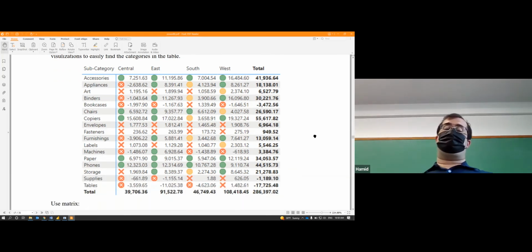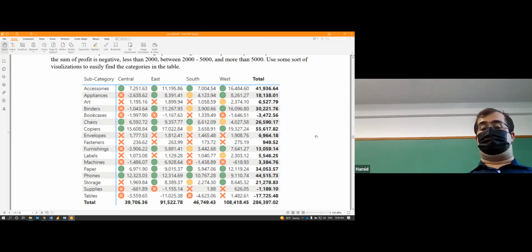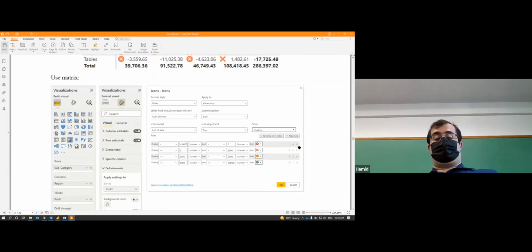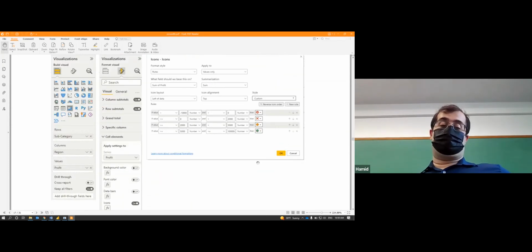So as you see in this table, for each cell, I have a different icon next to them, so I can easily see what the issues are. And let's say each icon could be related to some category of profit. It's less than minus something, between some and something. So let's just do that. So still use matrix.